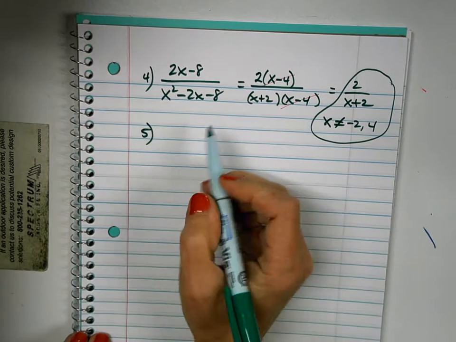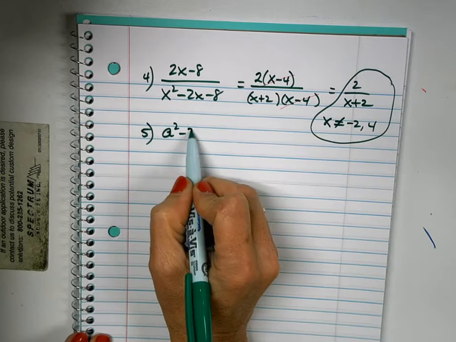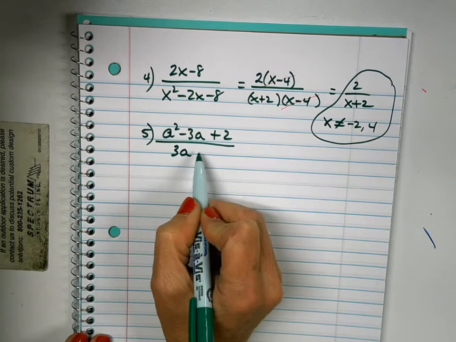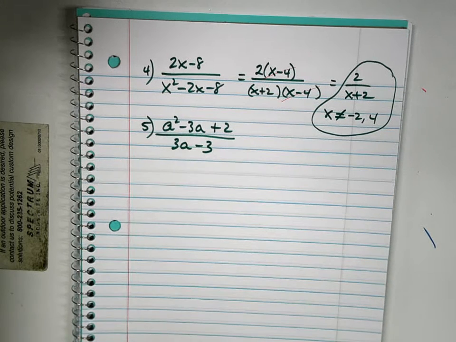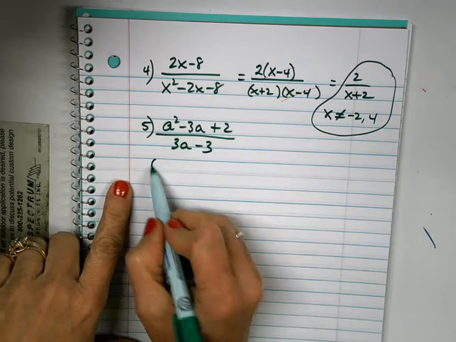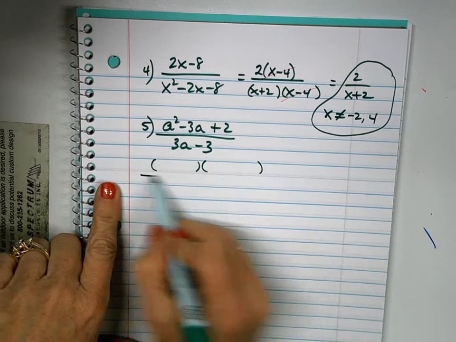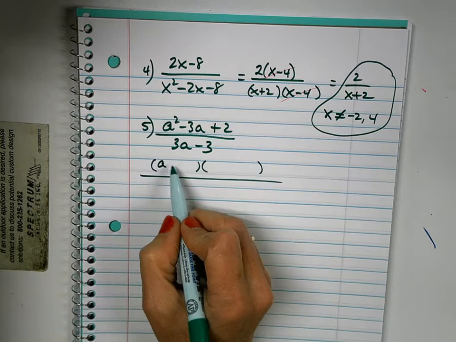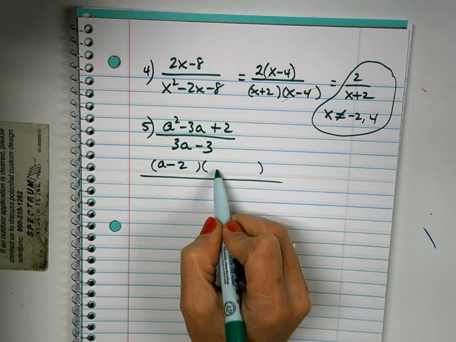Okay, one more of these. A squared minus 3a plus 2 over 3a minus 3. Okay, as much as you may want to cancel those 3a's, don't do it. Okay, you're going to get the wrong answer if you do. Instead, factor. Can anybody factor the top for me? Okay, a minus 2, a minus 1.